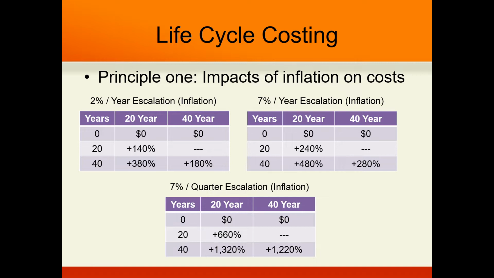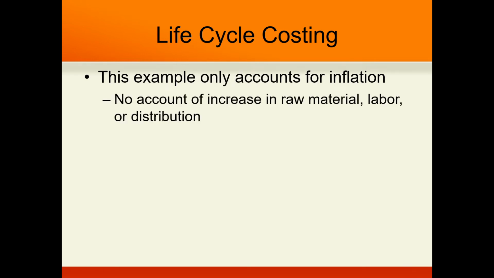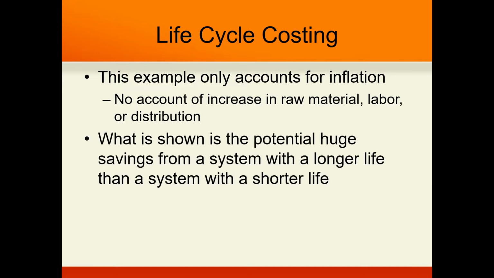This is just ludicrous. So that's the importance, and that's why we start having to change our mind thoughts about the longer life systems versus shorter as we look at building renewal and even in preventive maintenance. Now, keep in mind, this example only accounts for inflation. There's no accounting for the raw material increases, labor, or distribution, as we see right now, where fuel costs are very, very high. What is shown is the potential huge savings from a system with a longer life over a system with a shorter life.